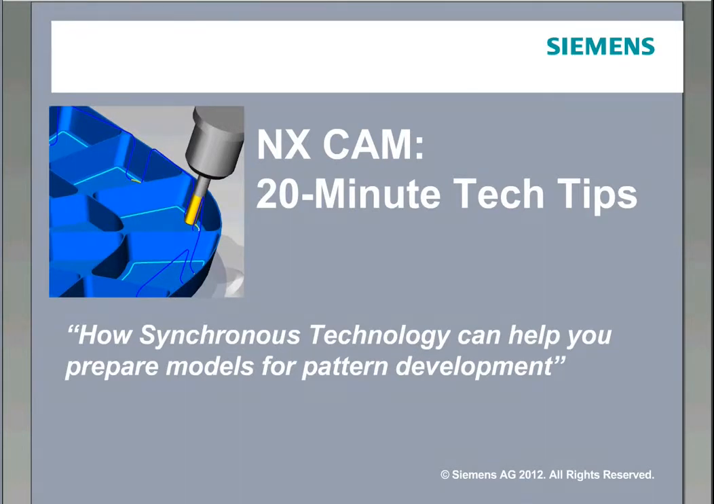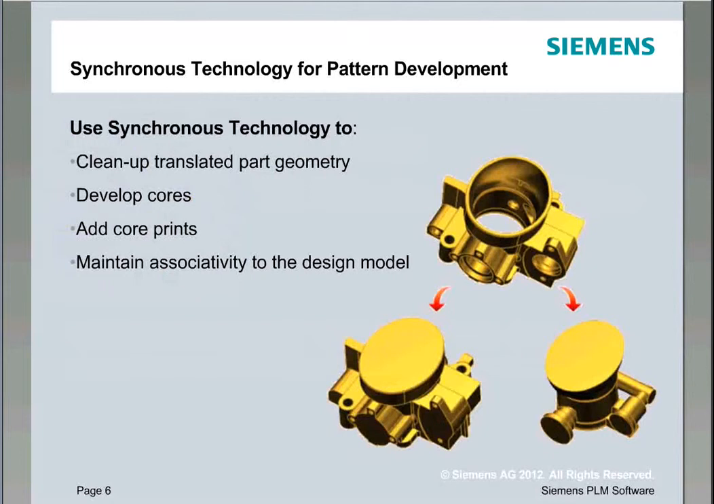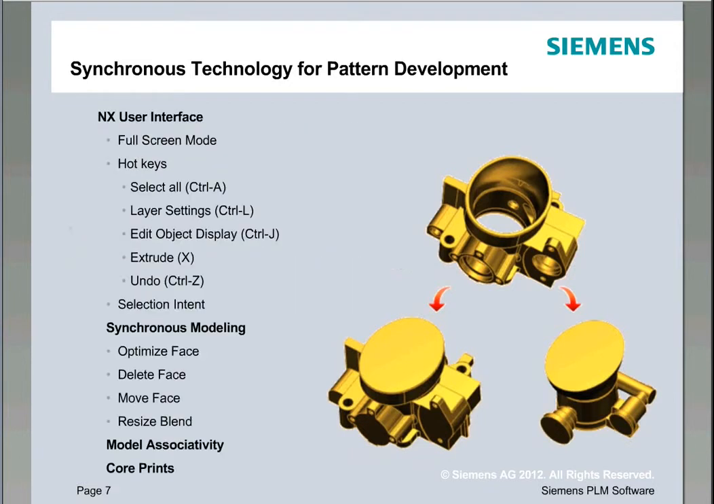Hello, everybody. Let's get started. We're going to be starting off with some translated data from a foreign CAD system to bring in the part. We'll clean up the geometry. We'll develop the cores on this casting. We'll add core prints, and during the whole process, we will maintain associativity.